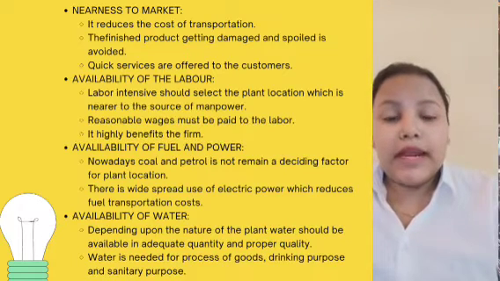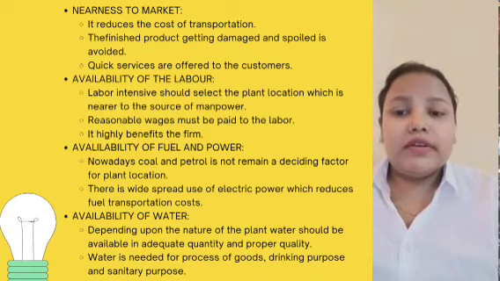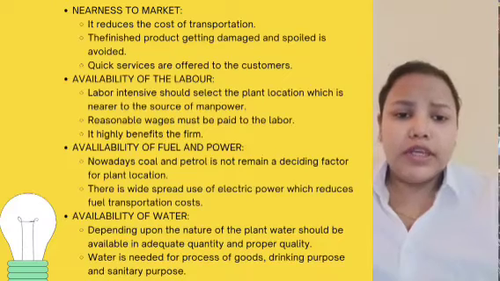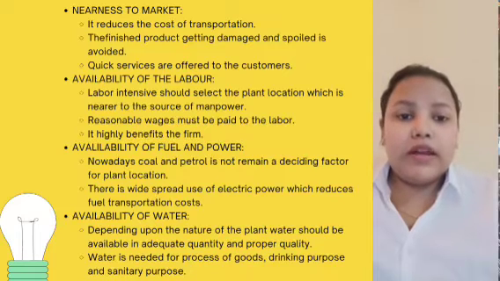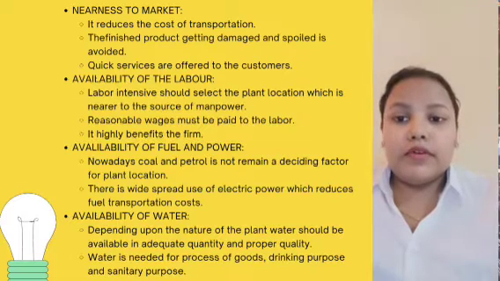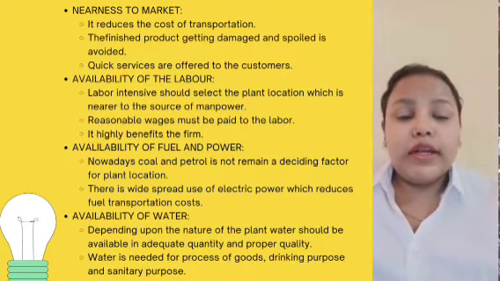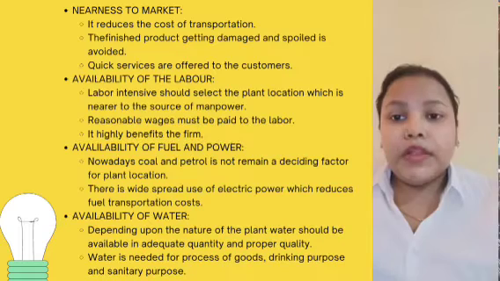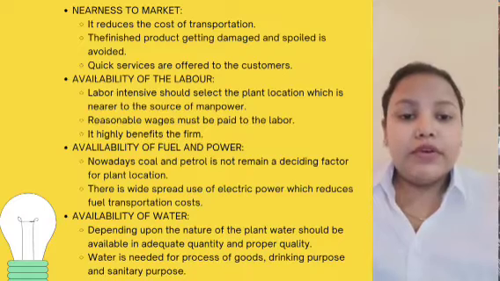If your plant is a manufacturing firm, nowadays coal and petrol no longer remain a deciding factor for the plant location, but there is widespread use of electric power. Coal and petrol are not in use as much as electric power. Most manufacturing plants use electric power. So it is the main factor that we have to look at before selecting a location for our firm, which also reduces the fuel transportation cost.